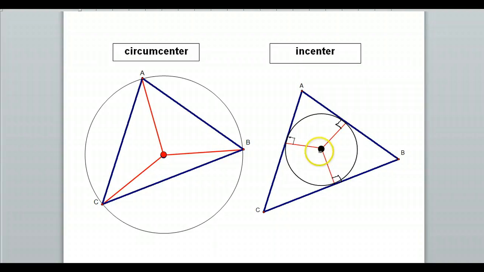Okay? It can't just be any old distance like this. That's not going to be equal. These won't be equal. Only the perpendicular.